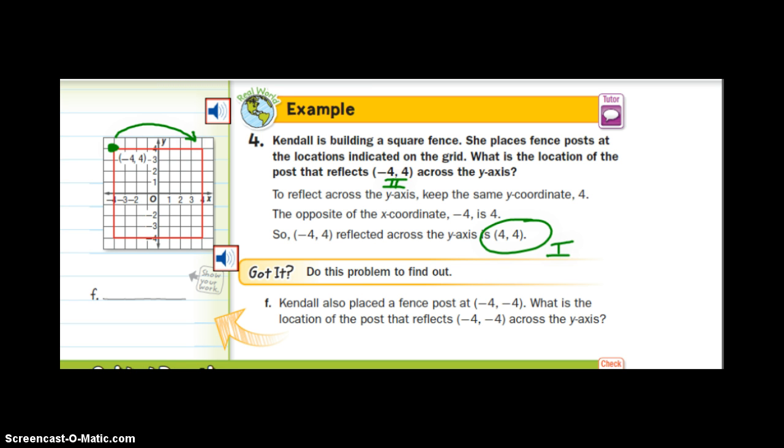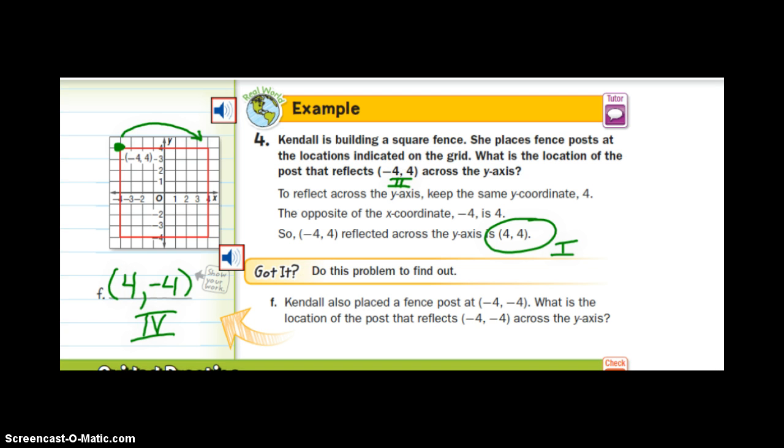Get it, got it, go. All right, you should have gotten the coordinate 4, -4, which is located in quadrant 4. So again, we started here, we reflected across the y-axis. Now get the guided practice done. When you're done, turn on the recording and see if you got the same answers I did.